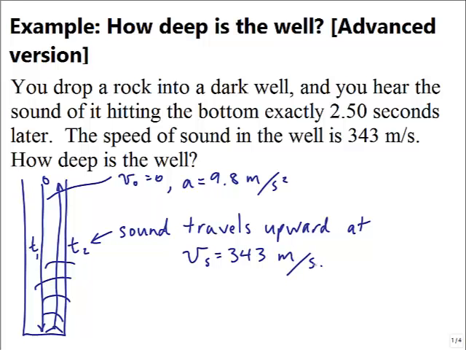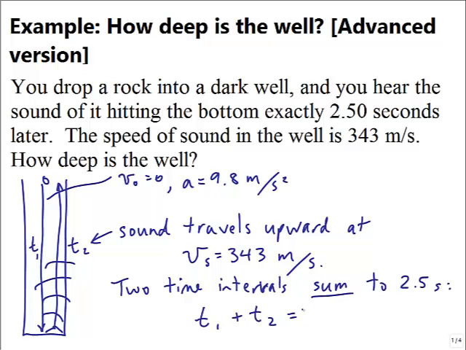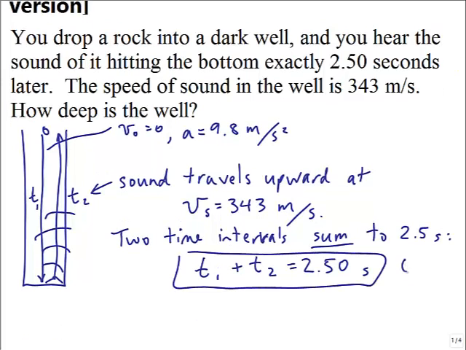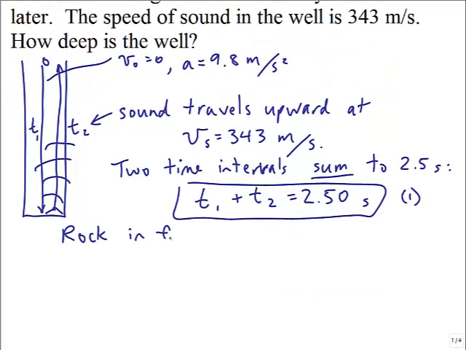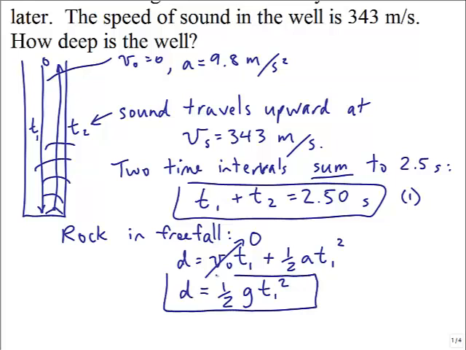per second. So what we've got here is two time intervals which sum to 2.5 seconds, and that's an equation: t1 plus t2 equals 2.50 seconds. I'm going to call that equation 1. So let's start with the rock in free fall, dropping down. We use this equation of constant acceleration, and we say that initial v is 0, so d is equal to 1/2 of g times t1 squared. I'll call that equation 2.